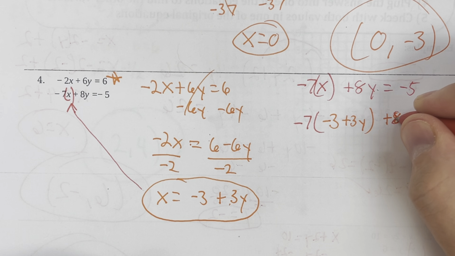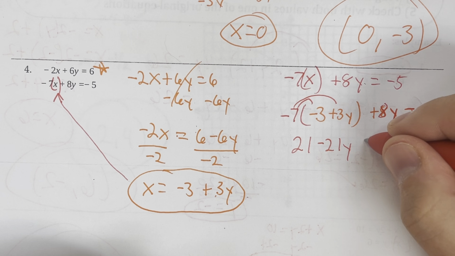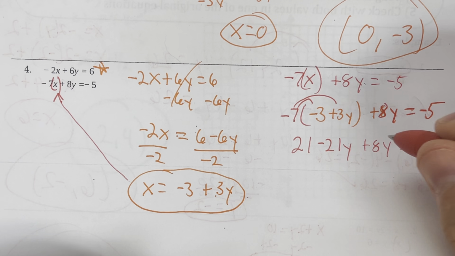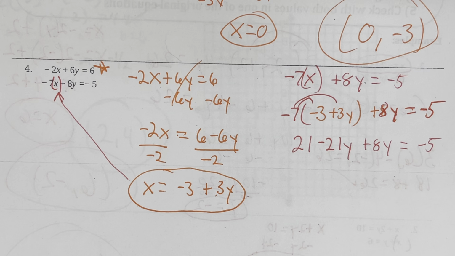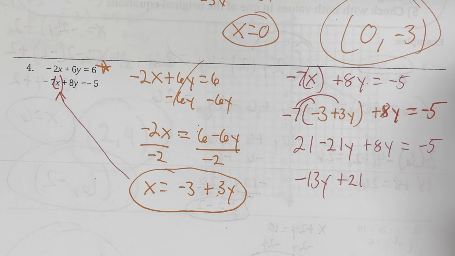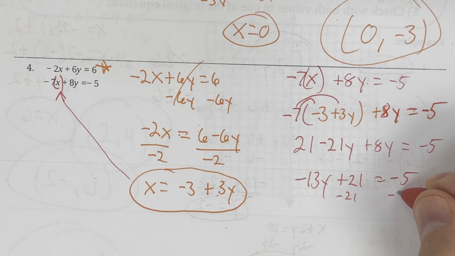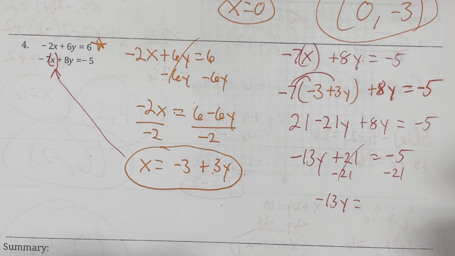I should actually have written this in red, because that was the original equation. My orange got put in. All right, now distribute. Negative times a negative, positive 21, minus 21y plus 8y equals negative 5. Combine our like terms. Negative 21y and 8y would be negative 13y plus 21 equals negative 5. Subtract 21, cancels. Negative 13y equals negative 26.